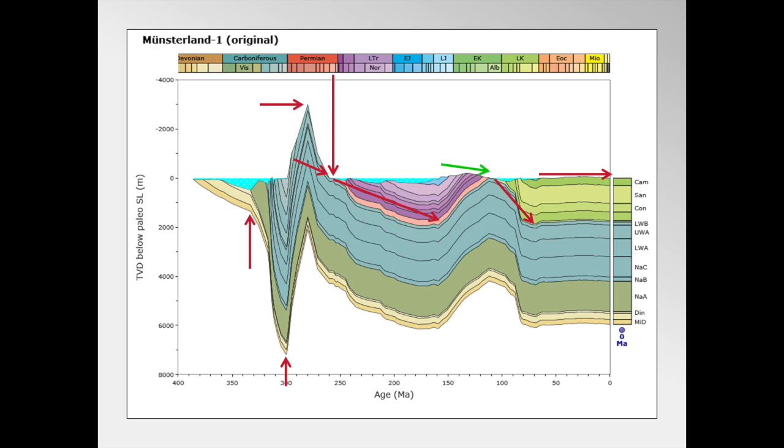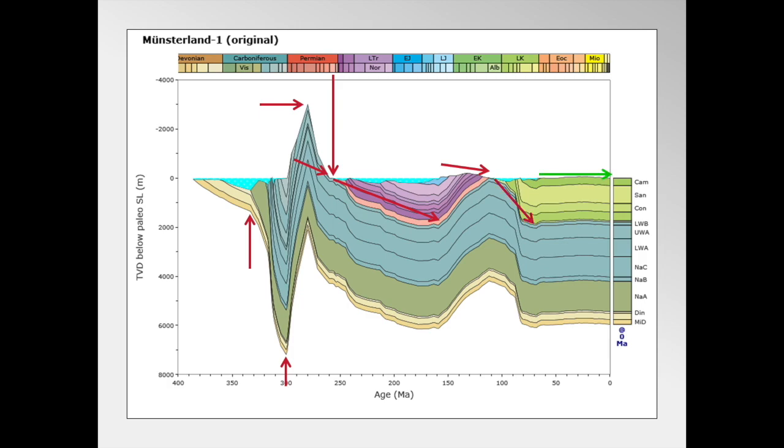The green arrow on this slide shows the uplift and erosion of the entire Permo-Jurassic sequence. Be prepared to discuss the uplift and erosion mechanisms and details, such as timing and rates. The blue arrow indicates deposition of the Cretaceous section, which is not in doubt. However, the arrow serves to remind us of the need to understand both the cause of the creation of accommodation space and the source of the Cretaceous sediments.